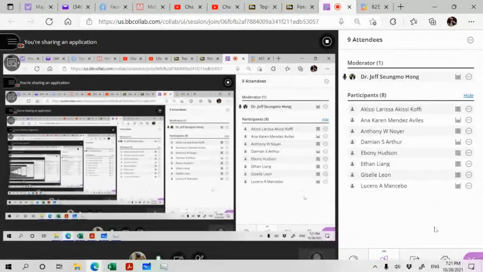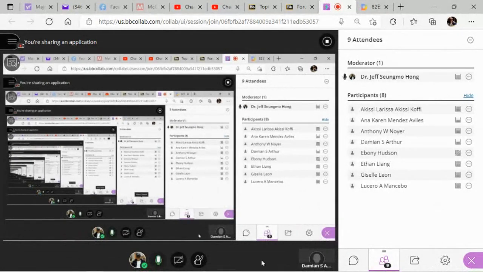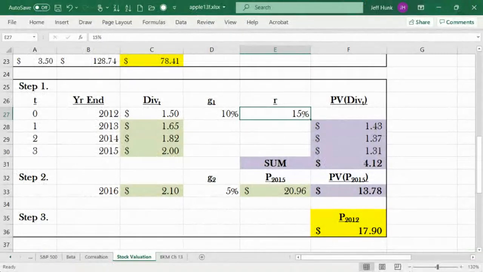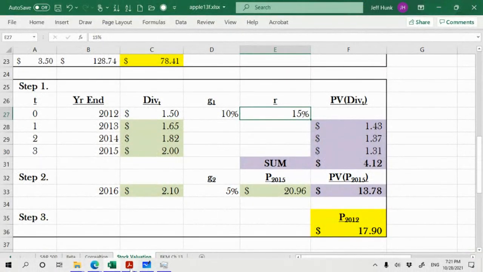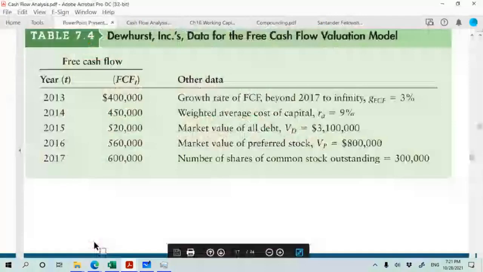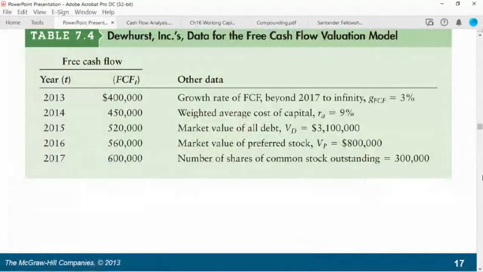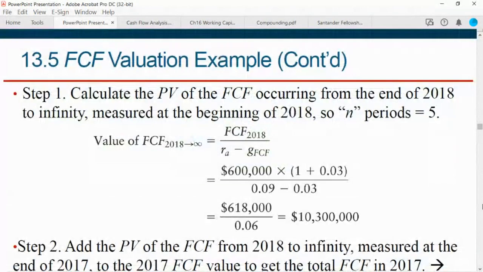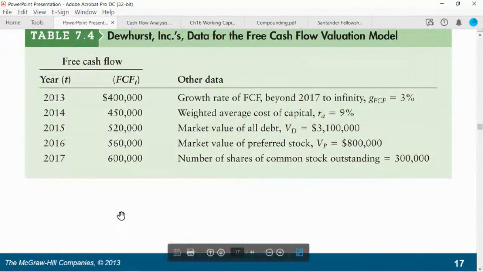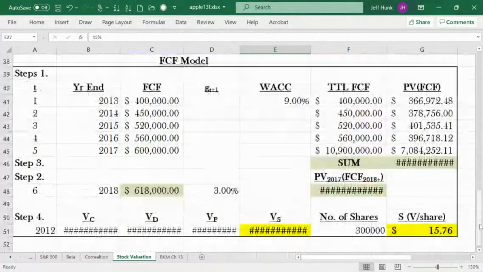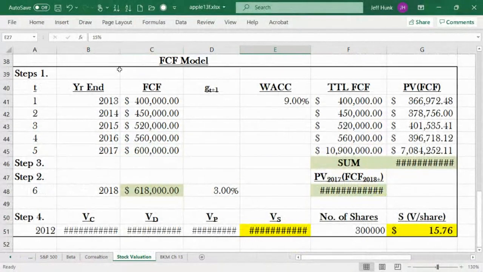All right, we're back. Let's go directly to the Excel model I built. All right.